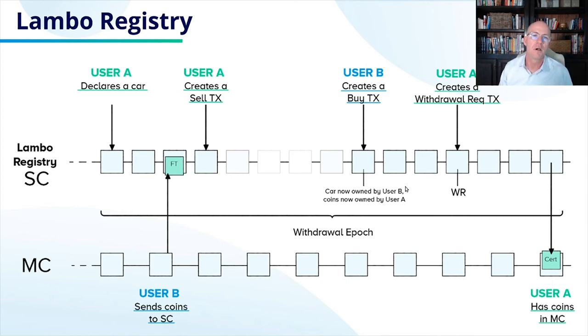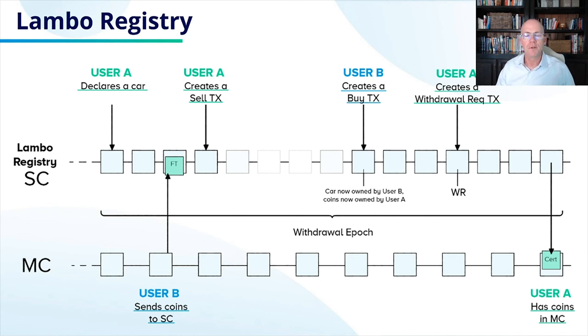So a user declares a car, and then user B wants to use Zen. I'm not sure what the trading price on the exchanges right now of Zen is, but they transferred the appropriate amount of Zen into their own wallet on the sidechain. Then the owner of the car creates a sell transaction. The buyer sends Zen on the sidechain to the seller. Now that the car is owned by the buyer, the seller has funds in Zen, and they want to take that out and, I don't know, pay taxes on it, whatever. They don't need to keep their Zen on the sidechain. They can transfer it back to the main chain. And you start to have multiple people using these.